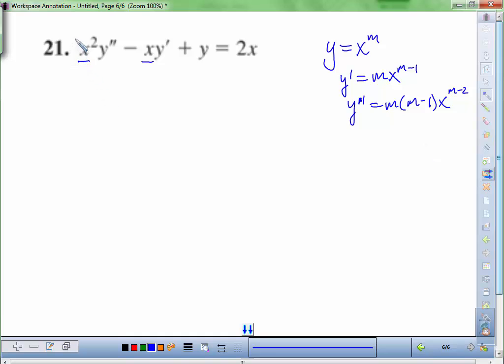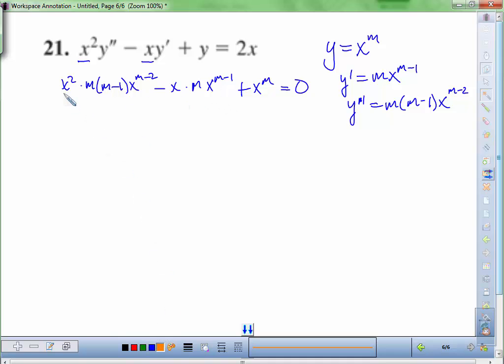So your auxiliary equation isn't going to be x squared minus x plus 1 like the other ones, because when you plug in all these values, you're going to get something a little bit different. So let's be careful about that. For the first term, I have x squared times m times m minus 1, x to the m minus 2. For the second term, I have minus x times y prime, which is m, x to the m minus 1. And for the last term, I have x to the m, and that's equal to 0, because we need to find the homogeneous part.